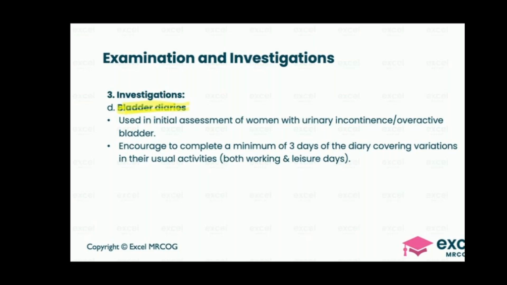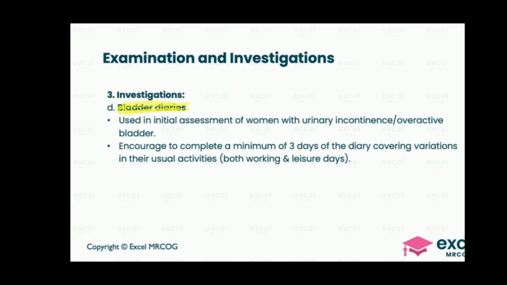It is just a documentation of the amount of fluid that she has, the number of times that she goes to the loo, the number of episodes of leaking that she has, the number of times she wakes in the night. So it is documented for you by the patient, because sometimes the patient may forget, or may not be able to express well. So when the patient has it documented for 3 days and you review it, you know exactly what category she belongs to. So that is the importance of bladder diaries.